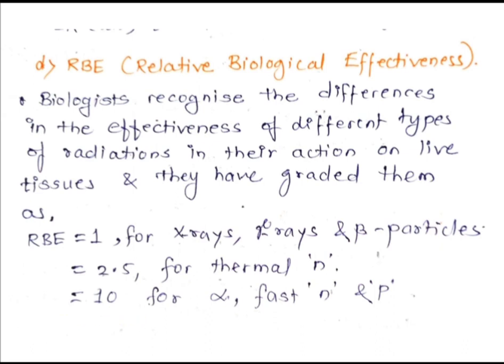So RBE is 1 for the X-ray, gamma ray and the beta particles. Then for the thermal neutrons it is equal to 2.5, and for the alpha particle, fast neutron and the proton, the RBE will be 10. So simply the effectiveness of the different types of radiations in their action on live tissues will be different for X-rays, for thermal neutrons, for fast neutrons and the protons.